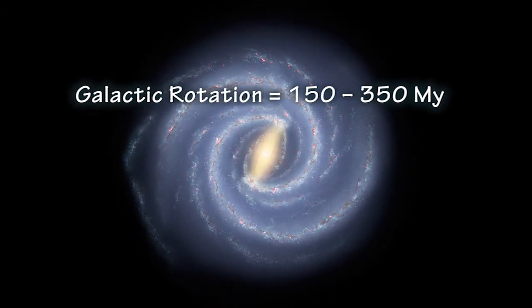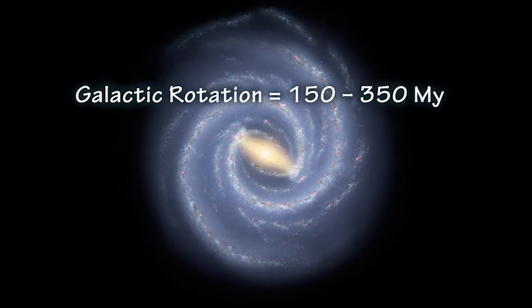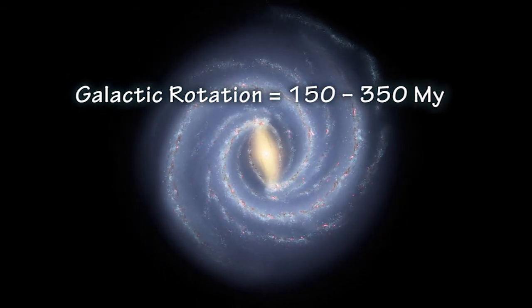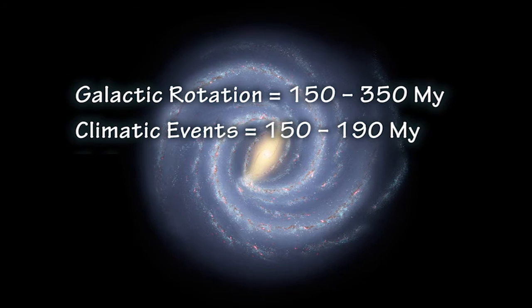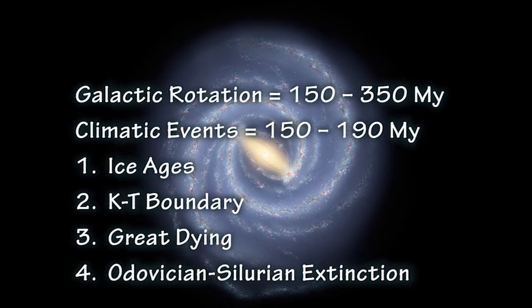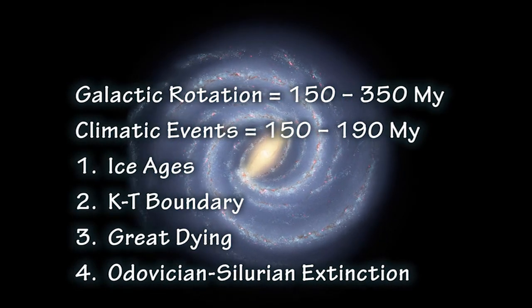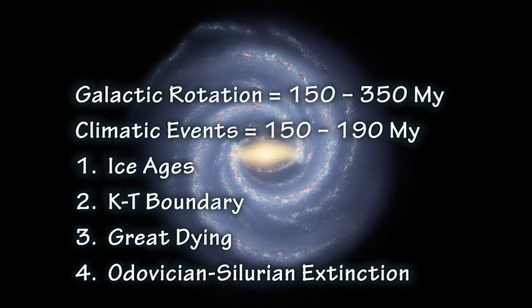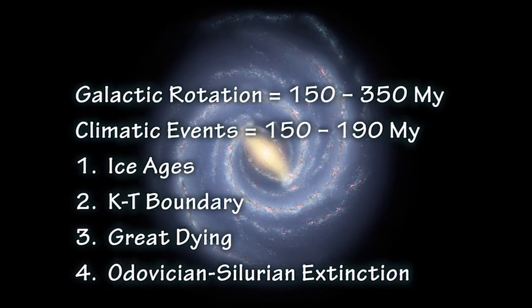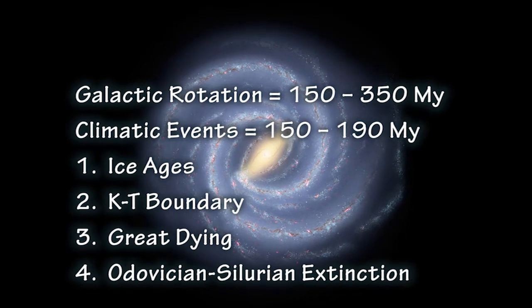The quantity and quality of energy reaching Earth from nearby star systems and the interstellar medium undoubtedly varies during this rotation. Several major climatic events such as ice ages, the KT boundary, Great Dying, and Ordovician and Silurian extinction are separated by about 150 to 190 million years and might be coincidental with a period of galactic rotation. Yet the galactic period is so long and so uncertain as to obscure its influence on Earth's climate.